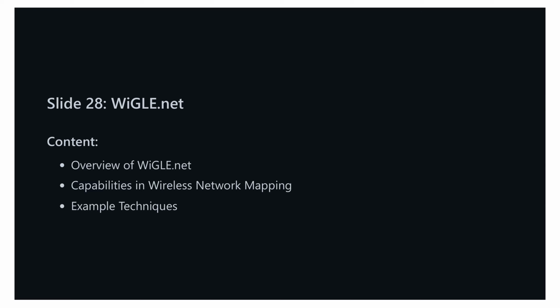For example, you can upload your own Wi-Fi scanning data collected via mobile or other devices to map out all visible networks. Additionally, querying the existing dataset on wigle.net allows you to see historical data on network changes over time. In the next section, we'll discuss inSSIDer, another valuable tool for Wi-Fi network analysis.